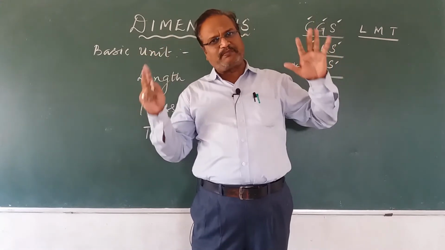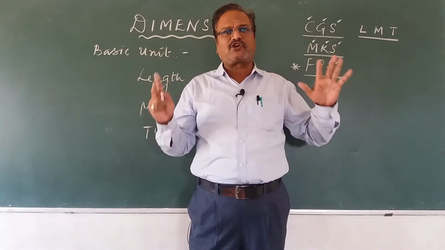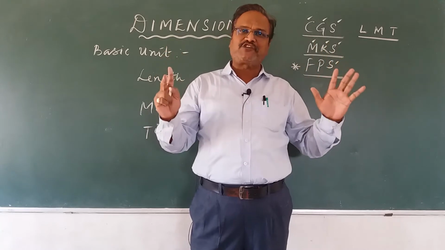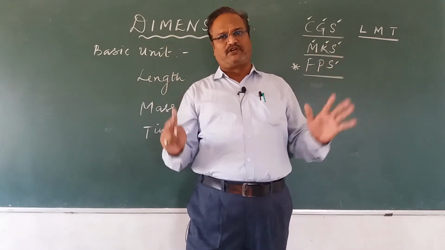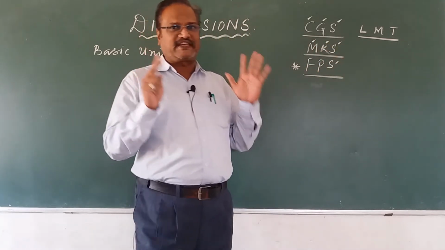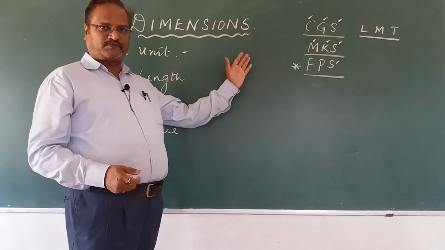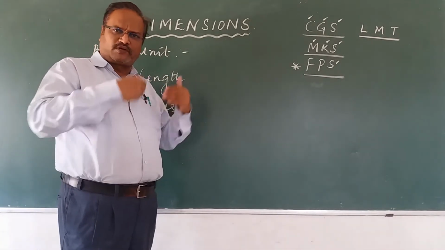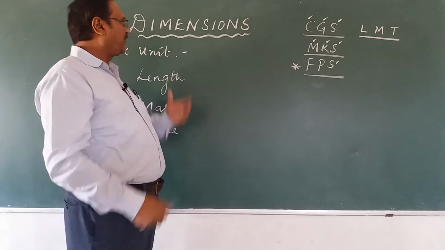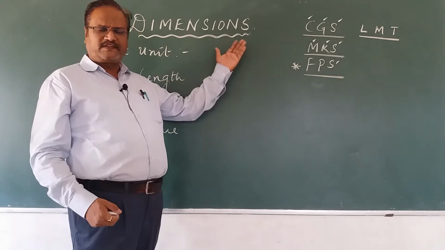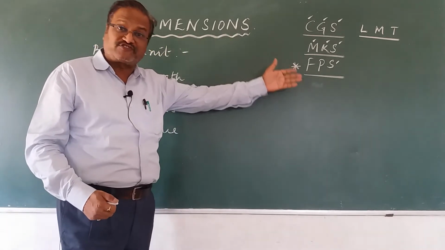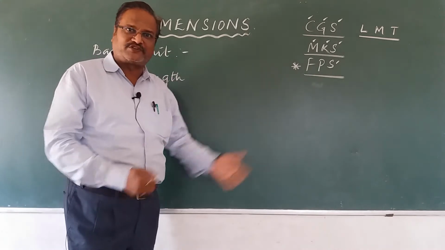Now these 7 basic units are also called the 7 dimensions of the physical world. What do you call it? 7 dimensions. So you will learn more and more of these words. Now what are the 7 dimensions? They are the 7 units, the basic units, fundamental units.